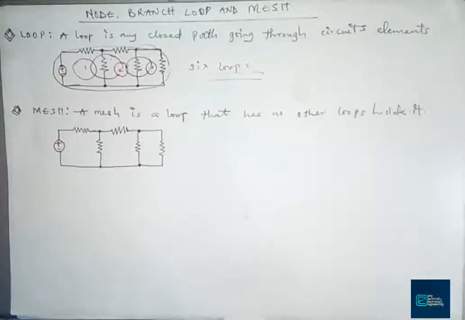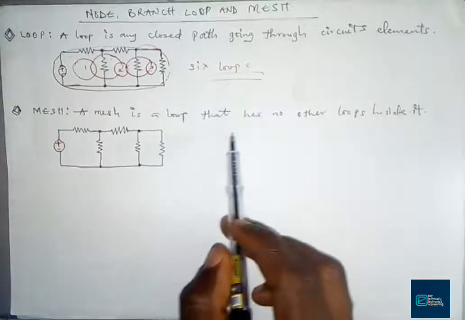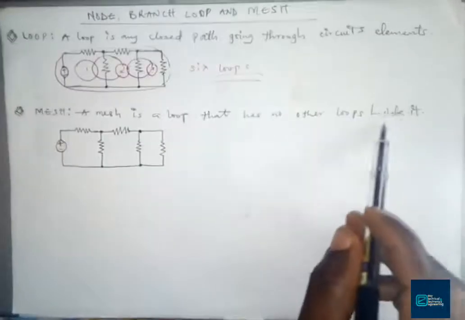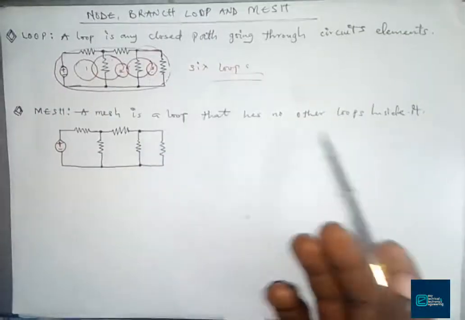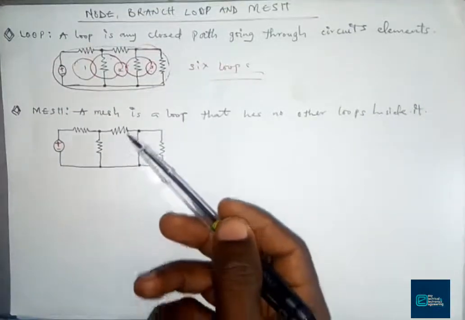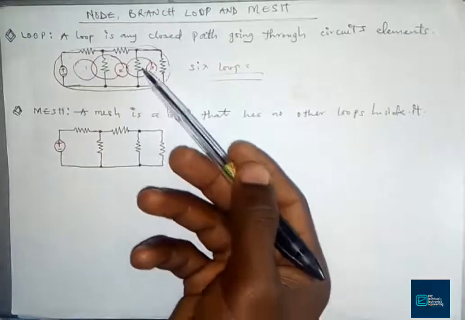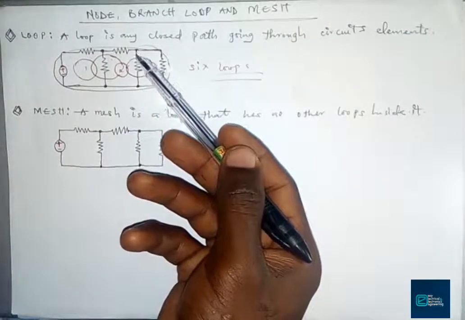And the last under this is a mesh. What do we know as a mesh? When I'm talking of a mesh, we mean a loop that has no other loops inside it. So I think this one is very simple. We can actually guess our answer in this case from what we have here, and we can easily differentiate between a loop and a mesh.